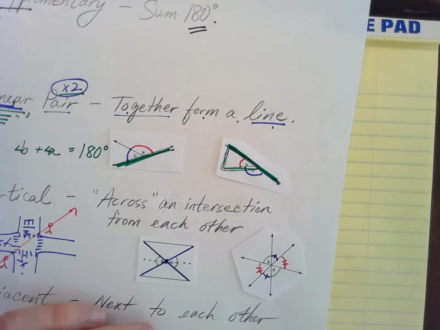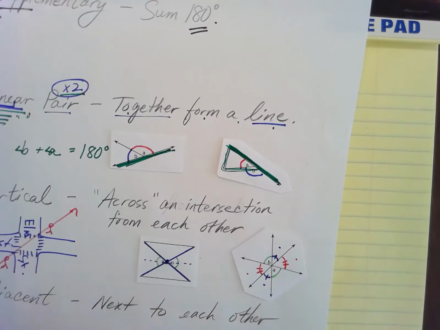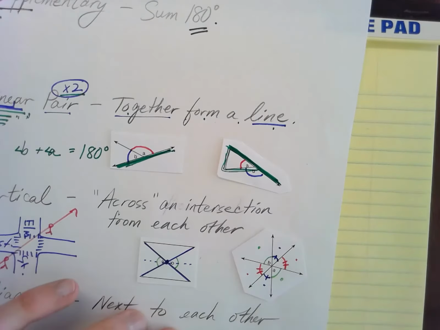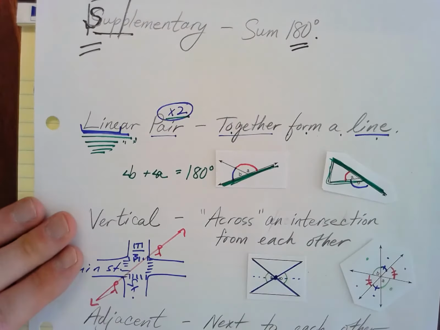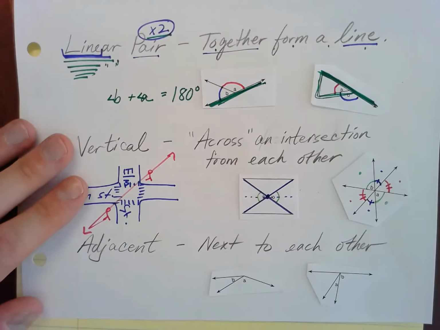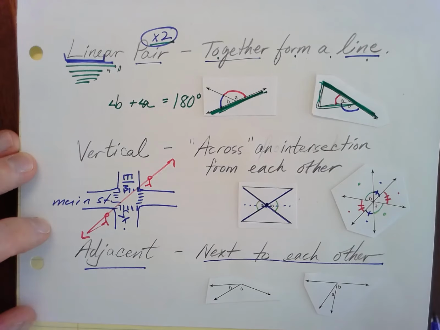So these blue ones are the same, these red ones are the same, and the green ones are the same, and they are all vertical angles to each other. Okay? And all vertical angles have the same measure. Adjacent, just like the word means in everyday language, just means next to each other. It could be any kind of crazy scenario, but really adjacent just means next to each other.